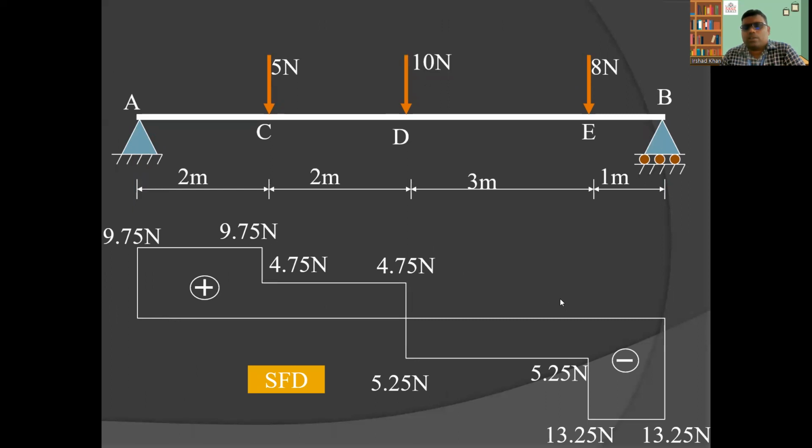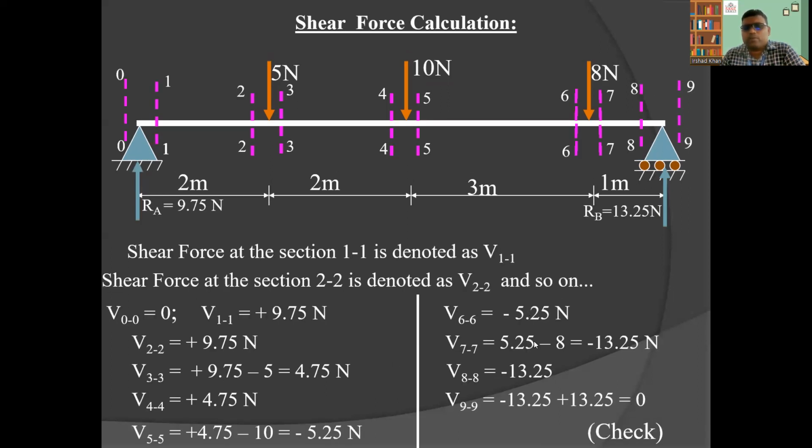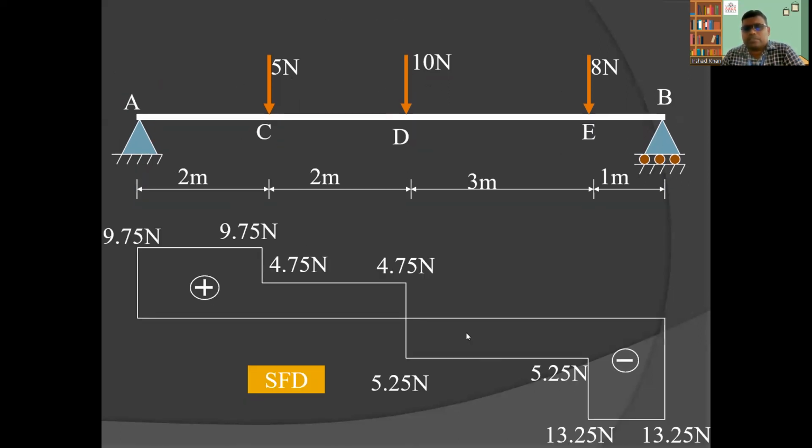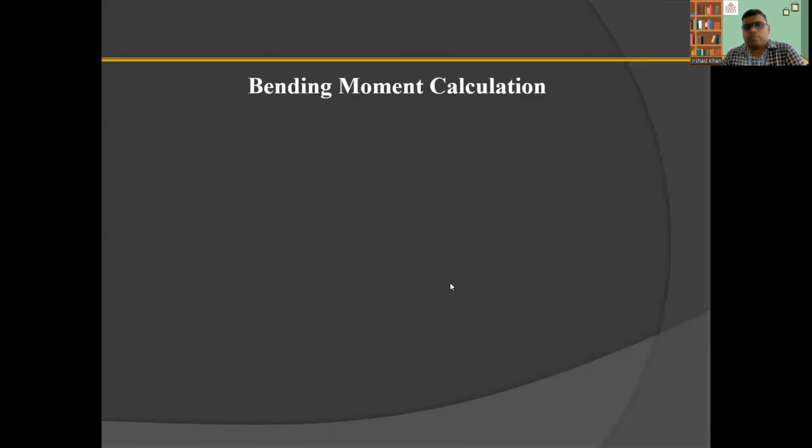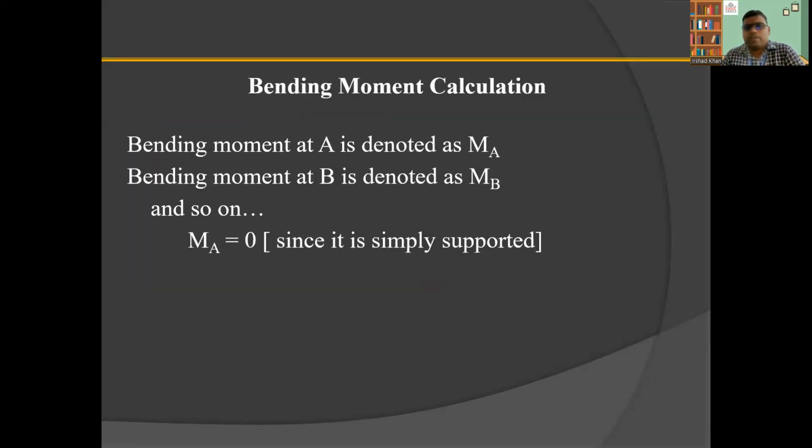Okay, so let's calculate the bending moment. First draw all of that. We have some positive values and some negative values. This is the reference line of shear force, and positive values are taken upward and negative values downward. This way we can draw the shear force diagram. So this is the shear force diagram for the given figure.